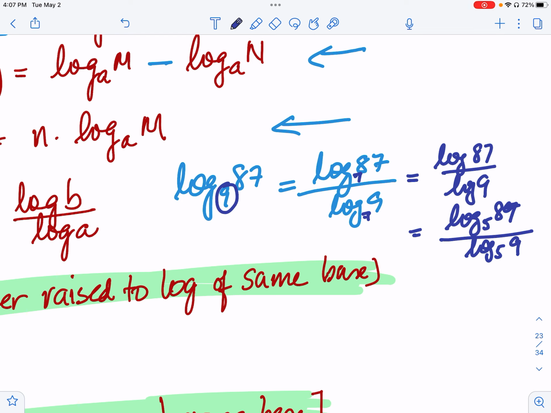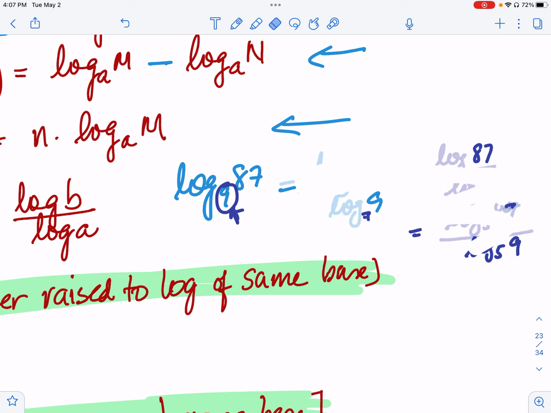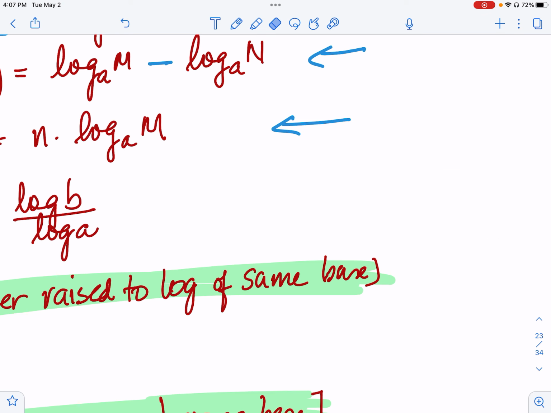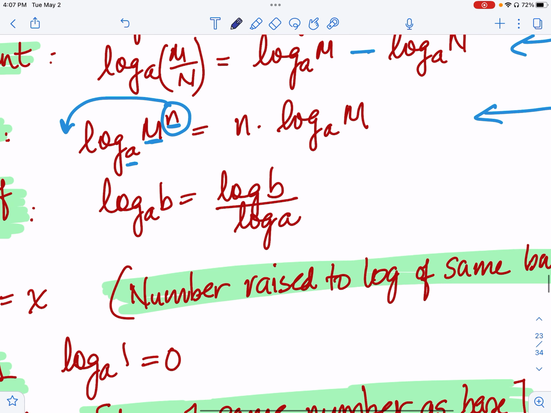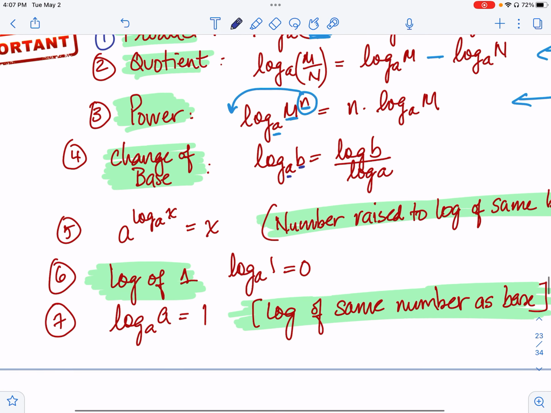So per convenience, we can change this base to whatever base we want as long as we follow this format. So one more time, change of base says if you have a base and the value, this will be equivalent to the ratio of log of the value divided by log of the base. I'll show you examples later.